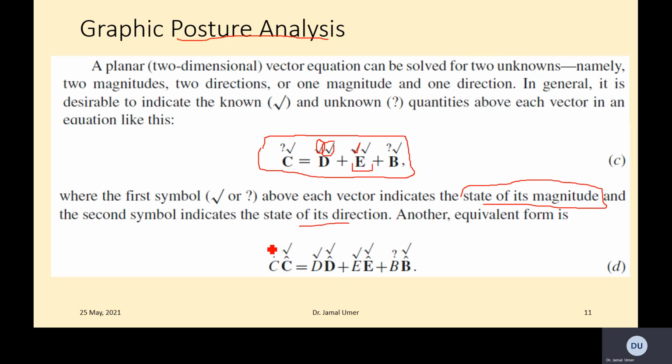There is another way of writing this equation. For example, this one, which actually shows the vector and the magnitude independently. So the bold is a vector and the italic is the magnitude.